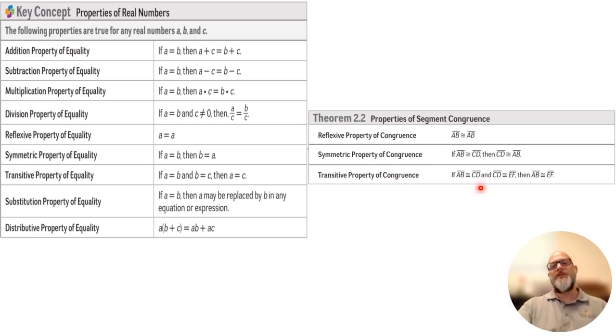Or the symmetric property of congruence. If AB is congruent to CD, then CD is congruent to AB, or the transitive property of congruence. If AB is congruent to CD and CD to EF, then AB must be congruent to EF. Same properties, but this is for congruence. So why is this of congruence? Because we're dealing with congruence symbols, that kind of ancient idea of sameness, right? If we deal with equal symbols, which is equal measure, then we're talking about of equality.